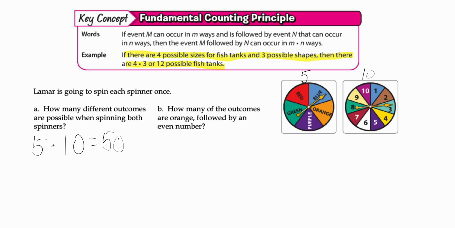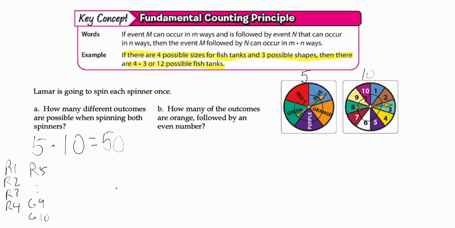when spinning the 2 spinners. Now you could imagine writing out 50 of anything is probably going to be annoying and really inefficient. But if you really wanted to, you would just say, okay, red 1, red 2, red 3, red 4, red 5, and then you list all the way until you got to green 9 and green 10, going all the way around this spinner and all the way around that spinner for each and every possible combination. I don't want to have to do all of that.